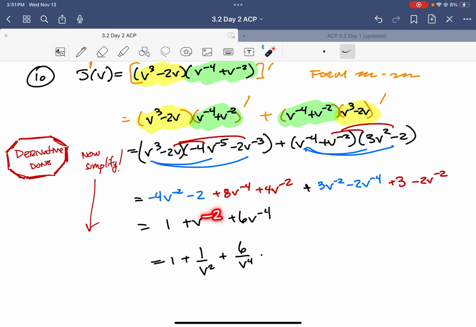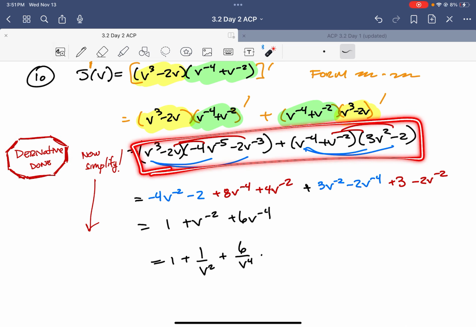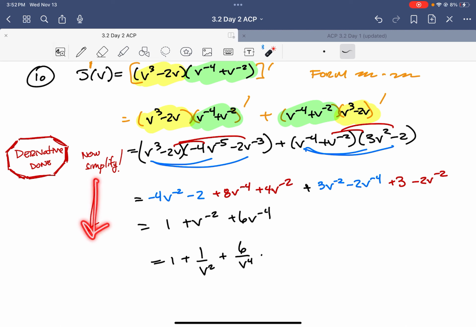But then we don't like negative exponents, so we rewrite it like this. Okay, you can stop taking the derivative at this point if all I say is to take the derivative, but then if it says take derivative and simplify, you must go to here.